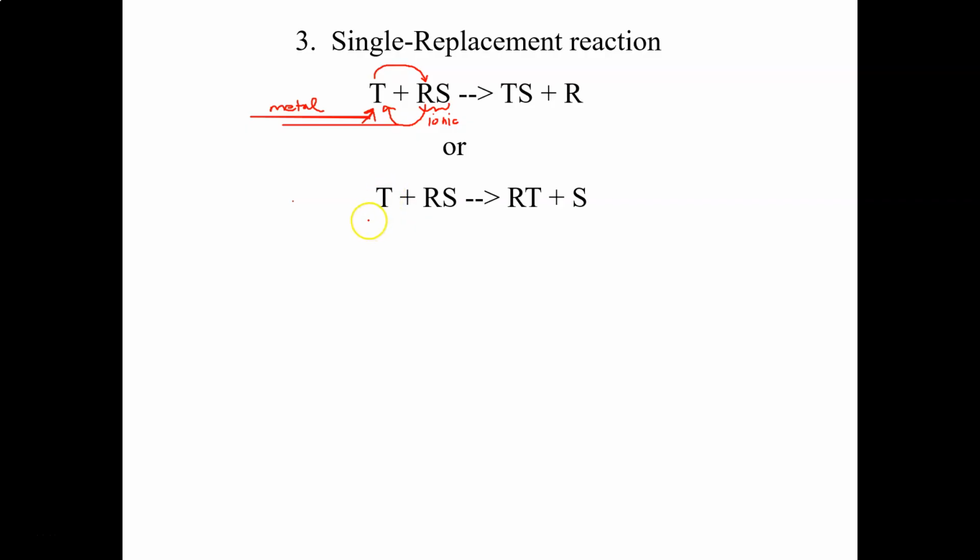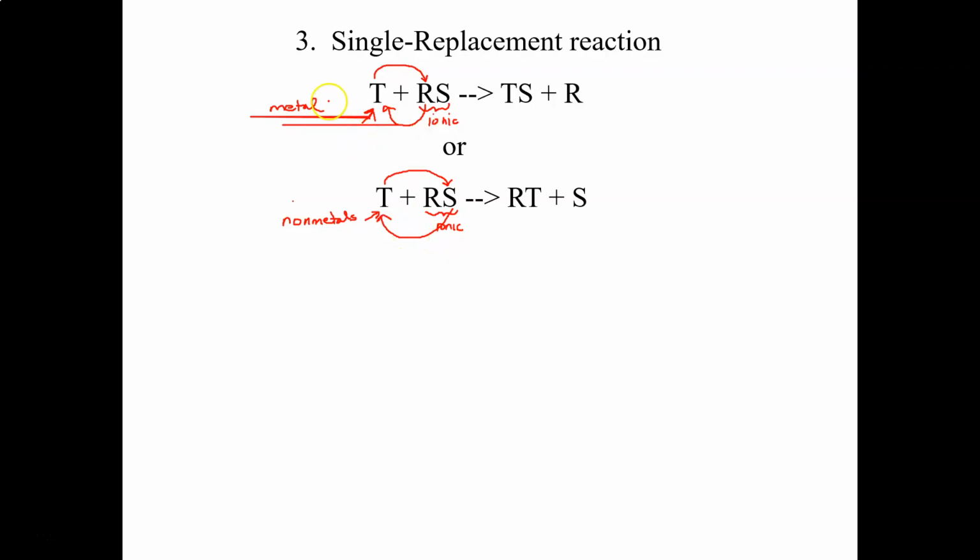But if this beginning element here is a nonmetal, then nonmetals can only replace other nonmetals. Well, again, if this is ionic right here, where is the nonmetal? The nonmetal would have to be the second one, always, in an ionic compound. So the nonmetal here would go in and replace the nonmetal here and kick it out.